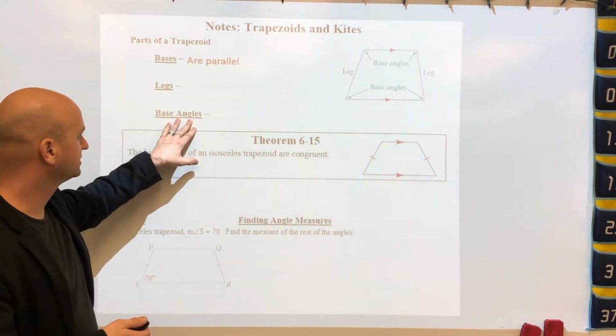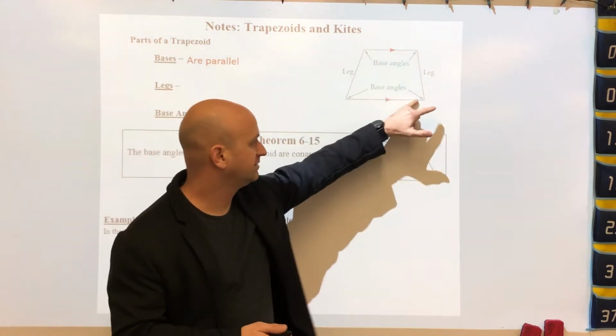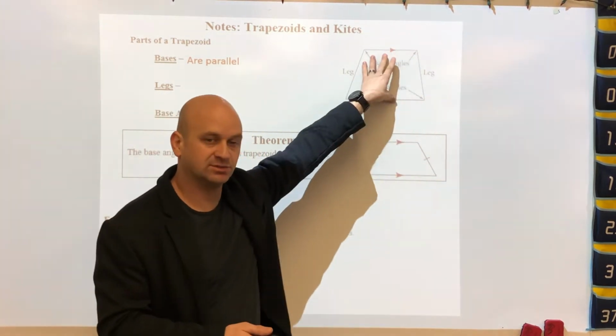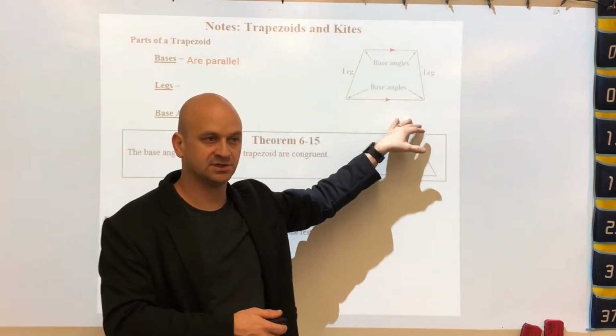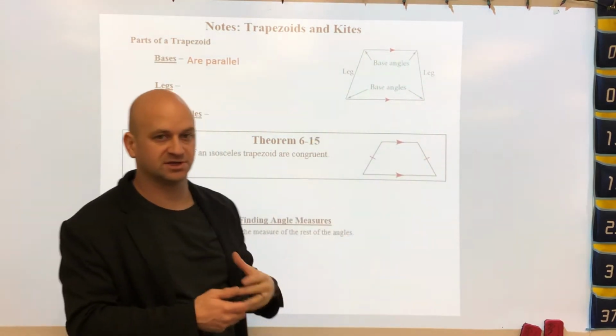And the base angles are going to be down here and also up there because there's two bases, the top base and the bottom base. Sometimes we'll call it the small base and the big base.